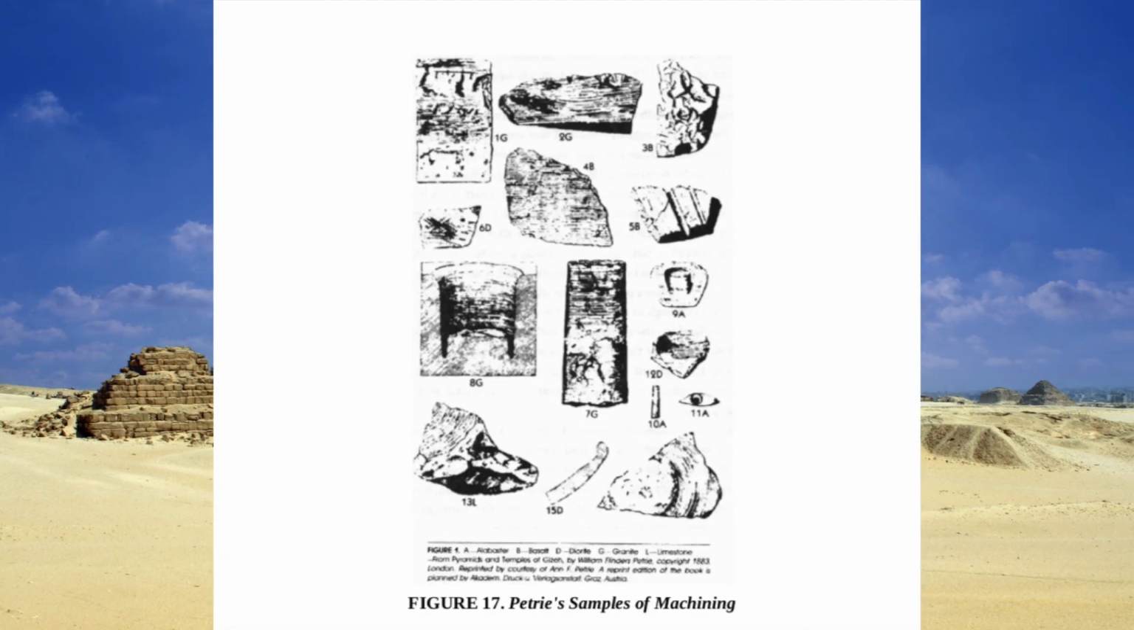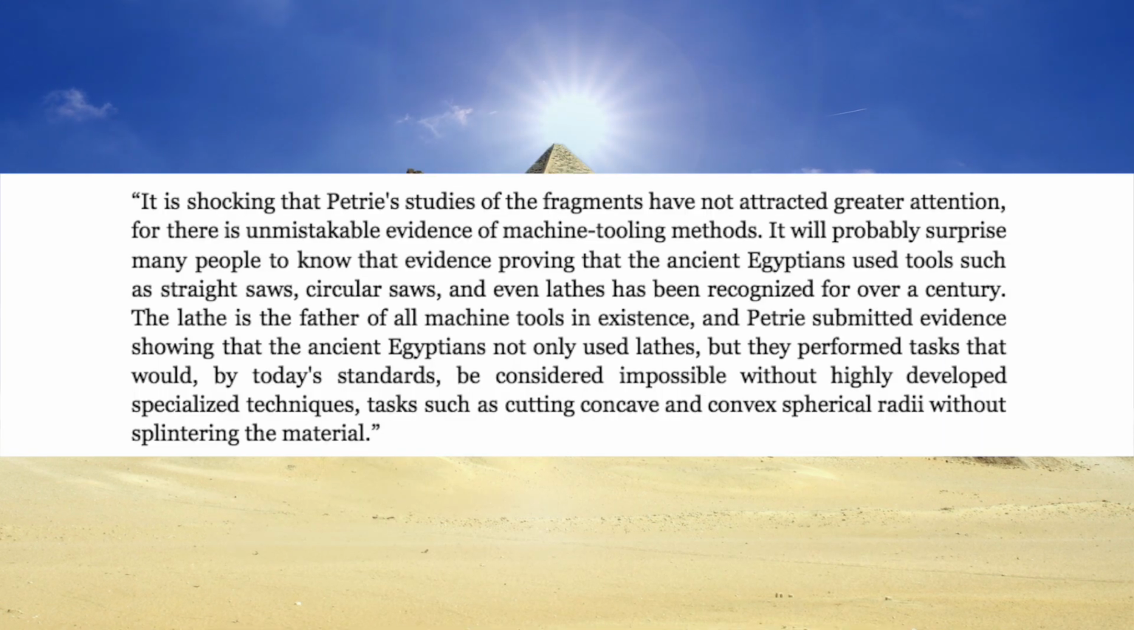Dunn calls to attention stone artifacts that were examined by Flinders Petrie. He believes that these artifacts, quote, "almost undeniably," end quote, indicate the presence of machine power in the construction process. "It is shocking that Petrie's studies of the fragments have not attracted greater attention, for there is unmistakable evidence of machine tooling methods. It will probably surprise many people to know that the evidence proving that the ancient Egyptians used tools such as straight saws, circular saws, and even lathes has been recognized for over a century."